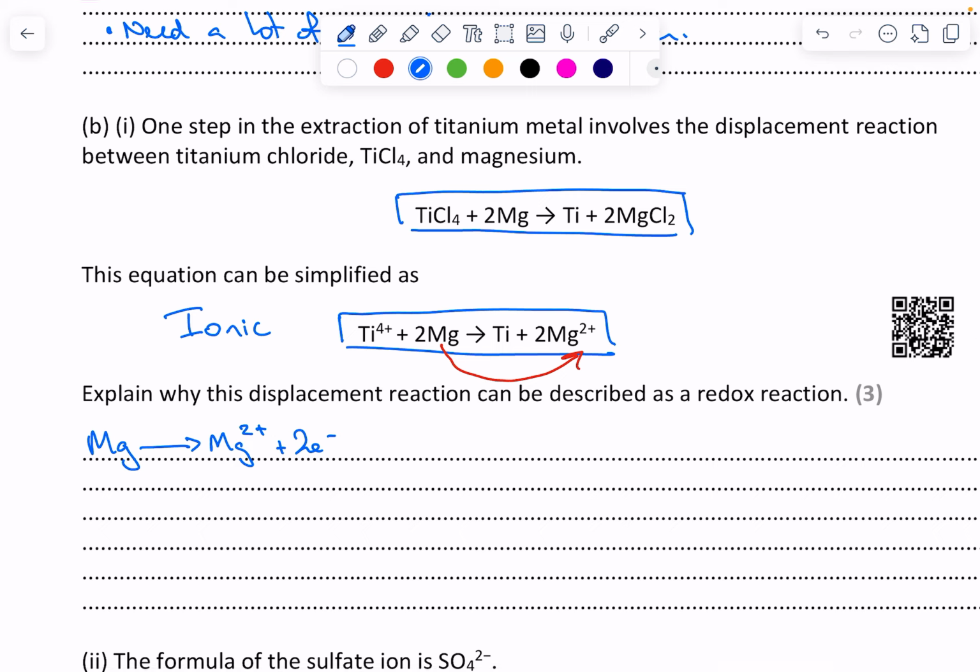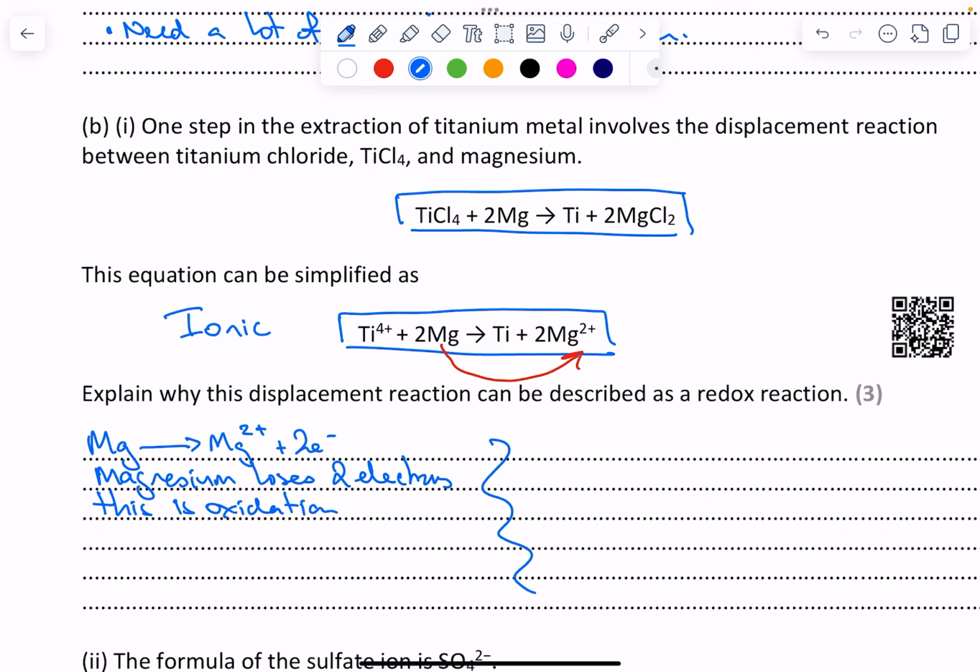Let's write this down first. So magnesium forms a 2+ ion. So we're going to say here that magnesium loses 2 electrons. If we're losing electrons, this is an oxidation reaction.